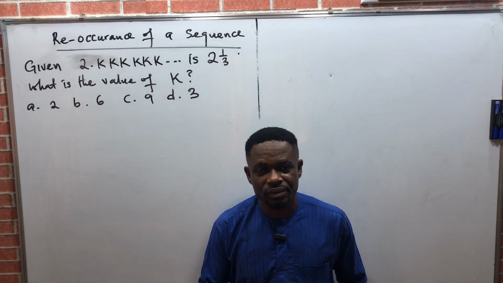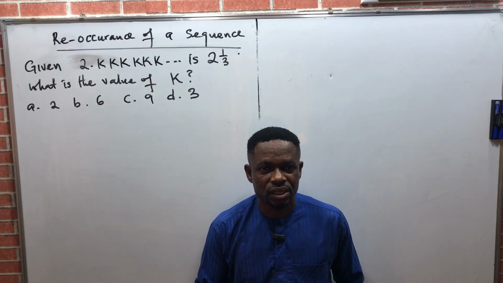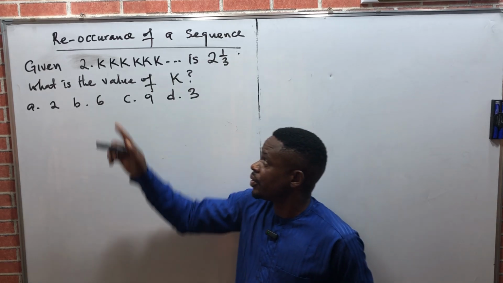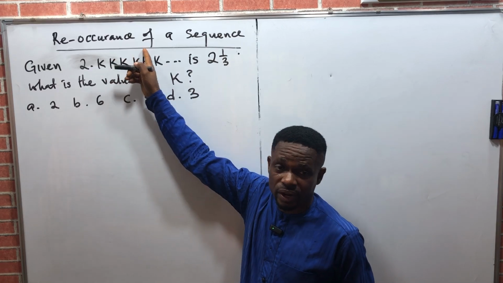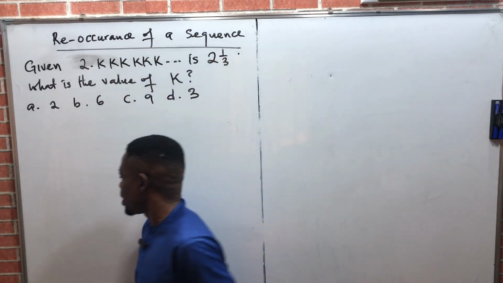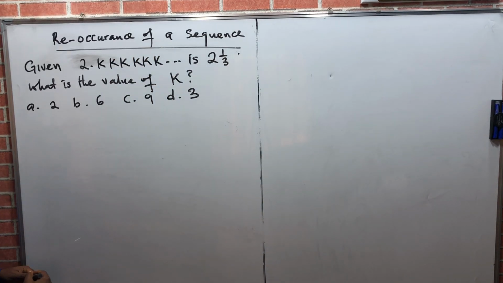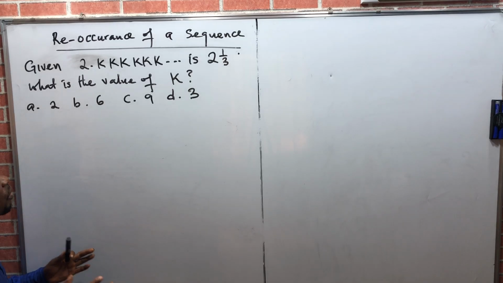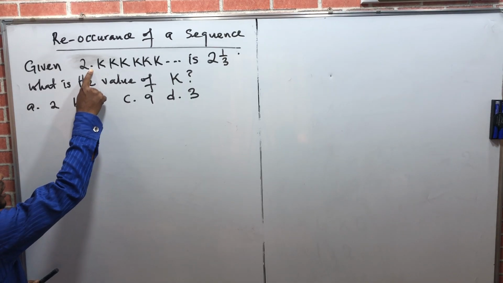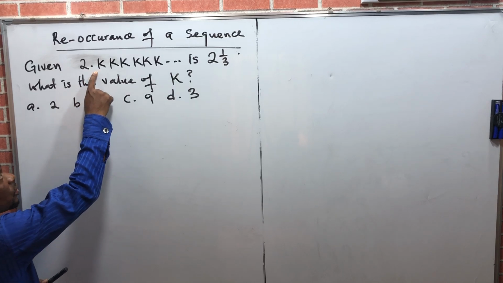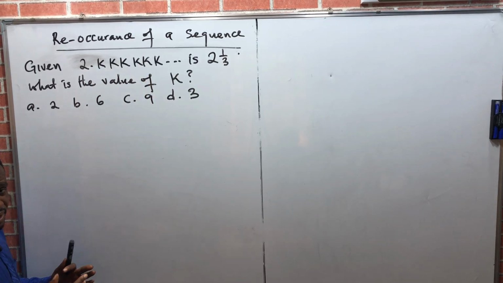In today's video, I'm going to be teaching a topic called recurrence of a sequence. What do you mean by recurrence of a sequence? If you observe the values after the decimal point, you find out that all the values given there are all the same. When a question like that is given, know that it is talking about recurrence.